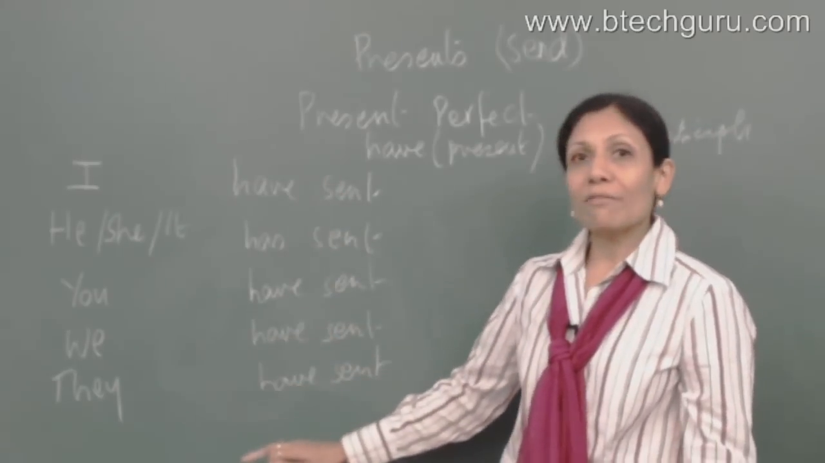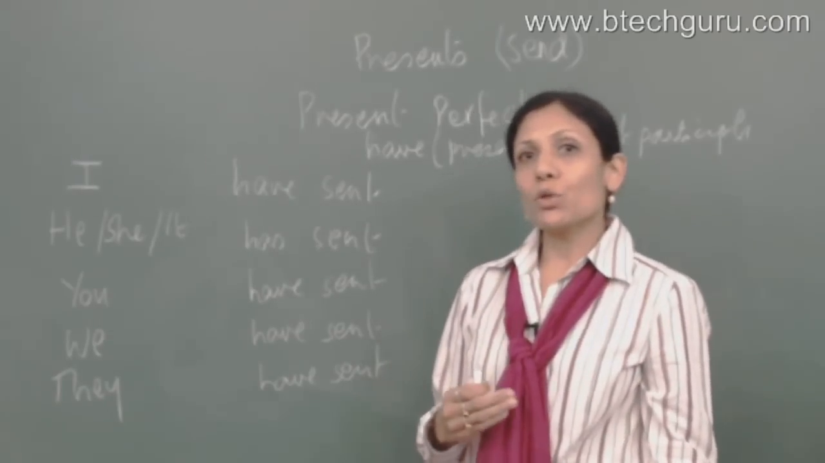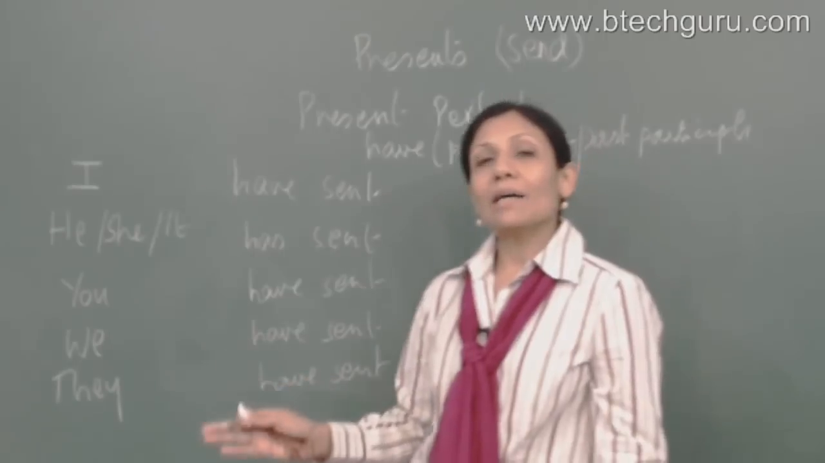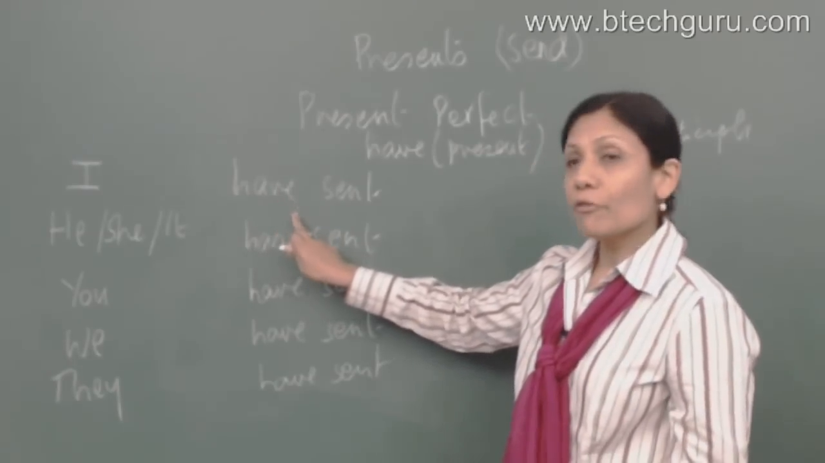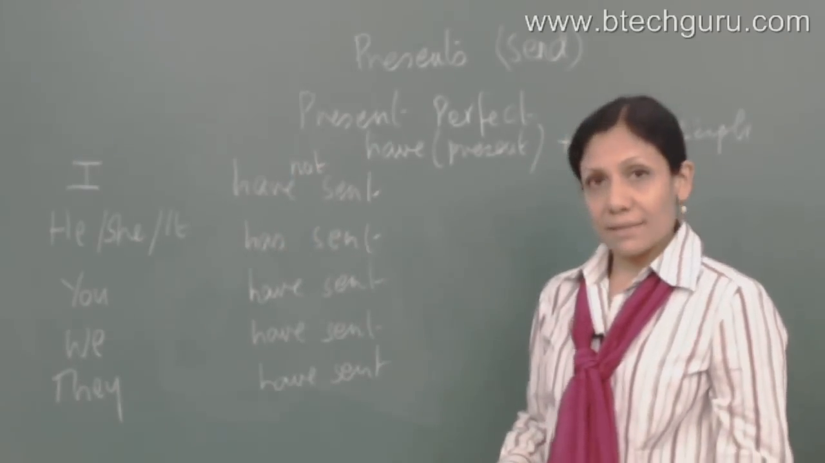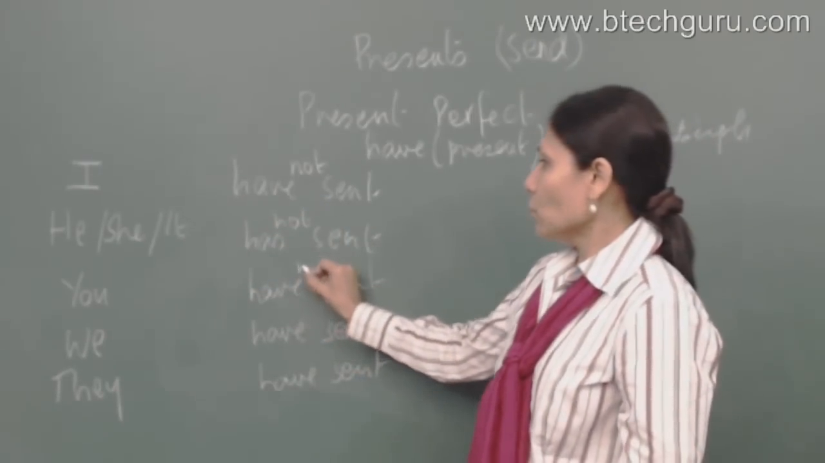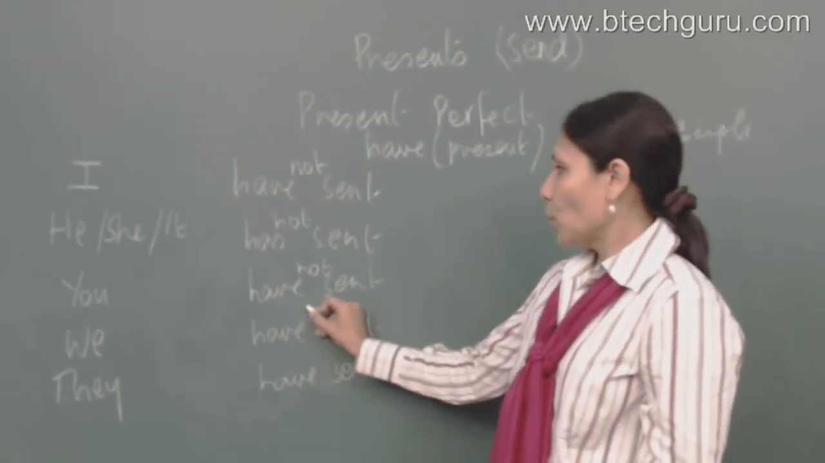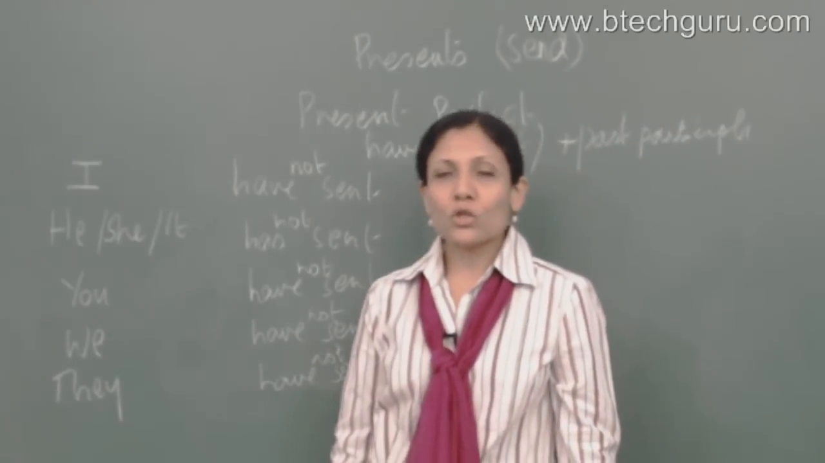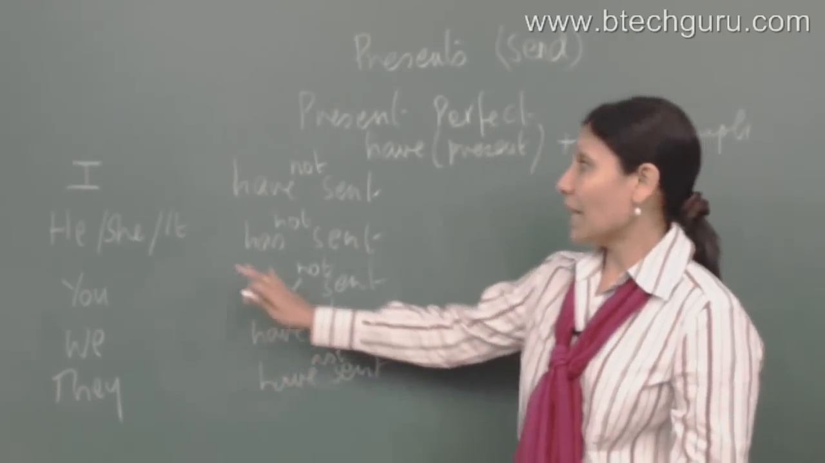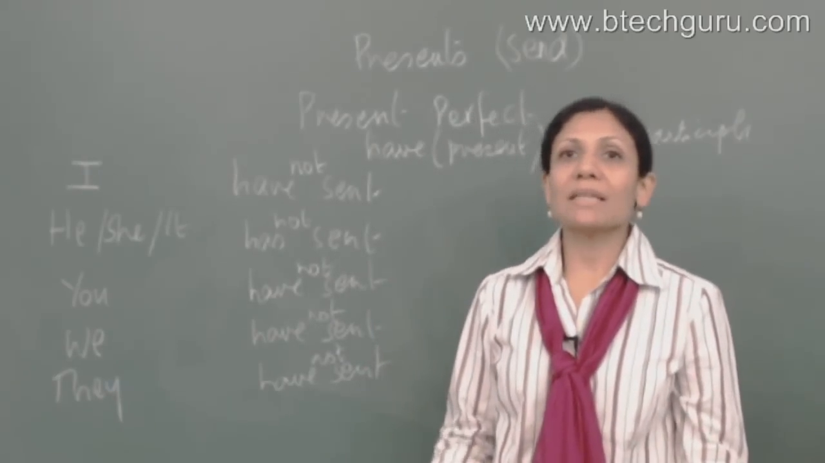So this is how we have to make present perfect, and you also know where to use present perfect. We have just one more thing to do before we move on, and that is, how do I make this negative? So let's start with I. I have not sent. He has not sent. You have not sent. We have not sent. And they have not sent. So if you had to make something negative, for example, I have not sent the mail. Again, this is the way of making a sentence in present perfect negative.